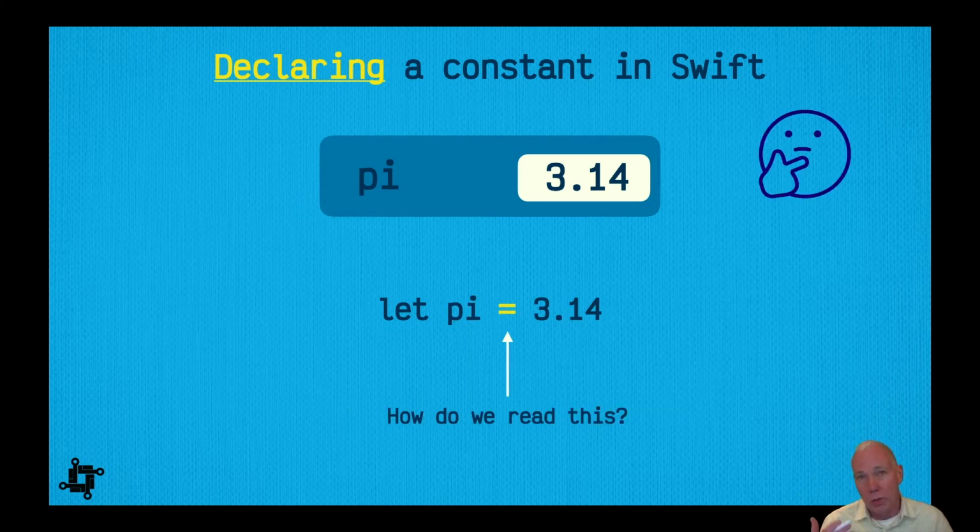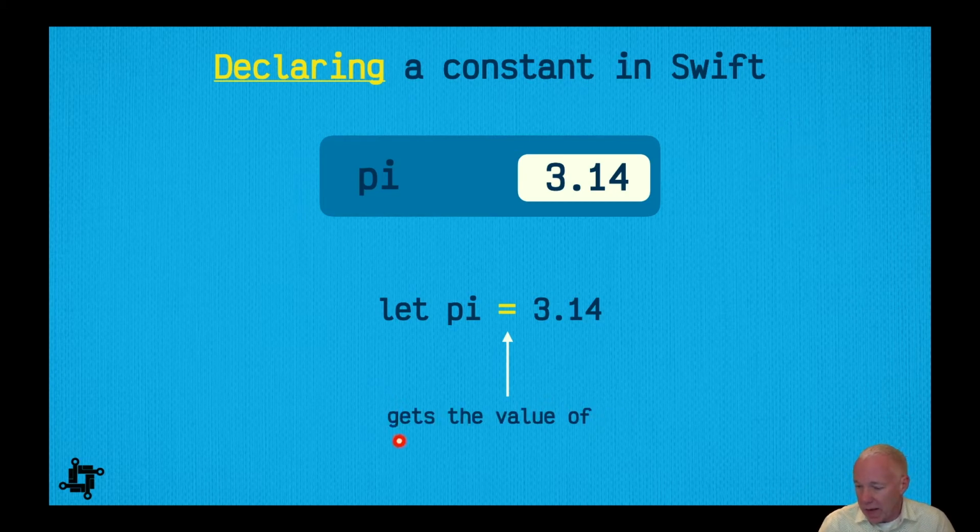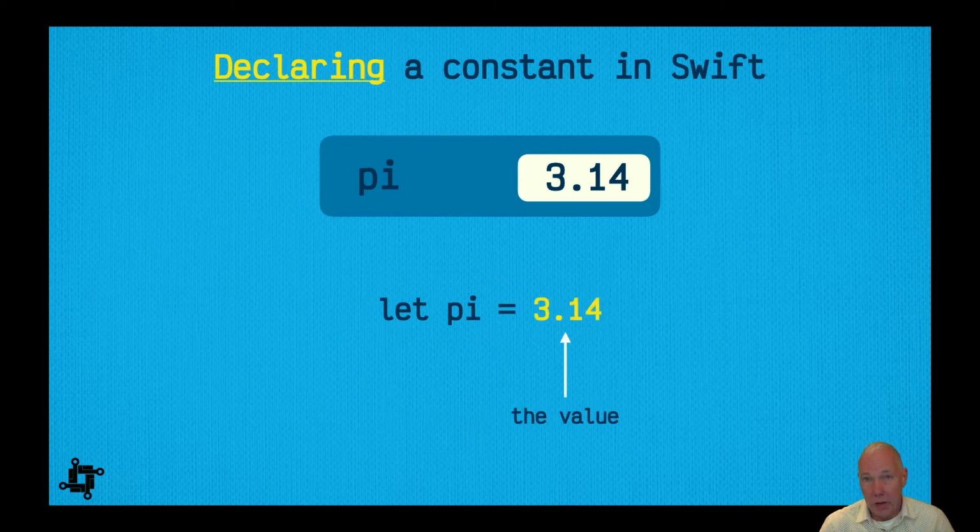And how do we read this? Remember that one of the things we want to harp on is this equality is not saying that these two sides are equal. We're saying something else. So what was it that equal actually is meant to mean in this case, and how do we read it? In this case, we read it as gets the value of, right? So this is how we actually read the equal sign in a statement like this. And then finally, we give it a value. In this case, it's 3.14, and that's what we have right here.